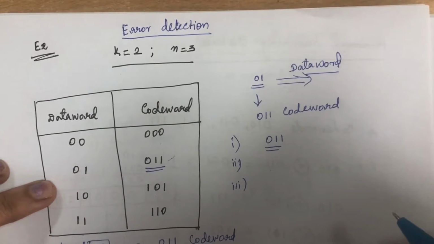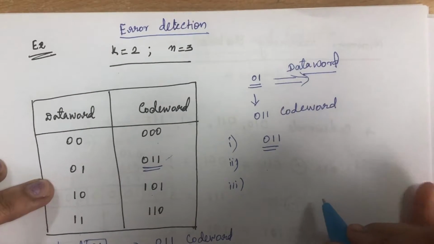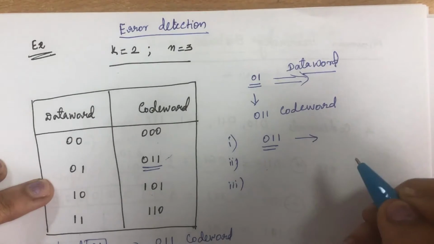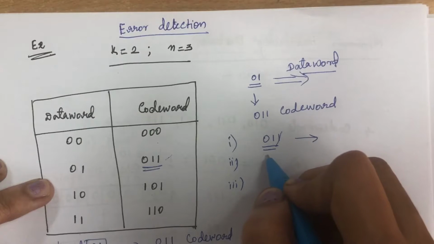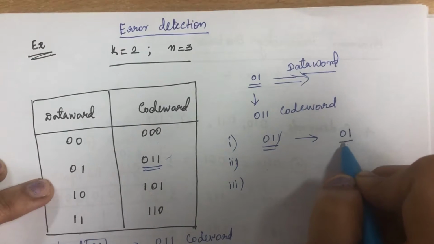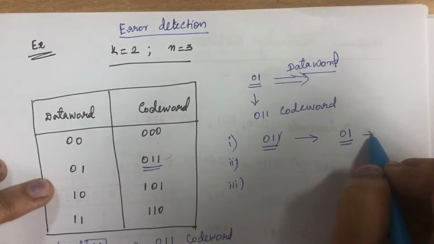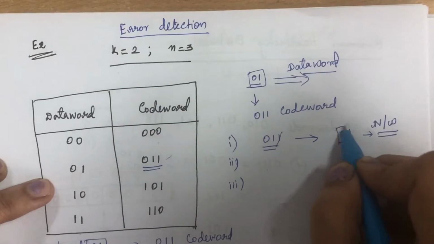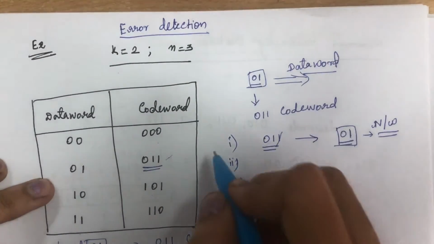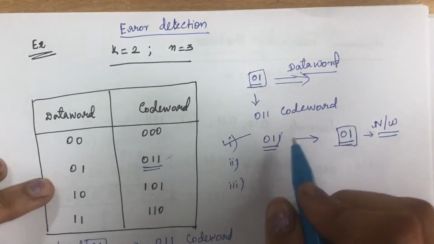In the receiver side 011 has been received properly. So what the checker will do is remove the redundancy and convert this code word into a data word 01, and this 01 will be sent to the network layer. Okay, now exact 01 has been sent, and here that same 01 has been received properly. So there is no problem over here.